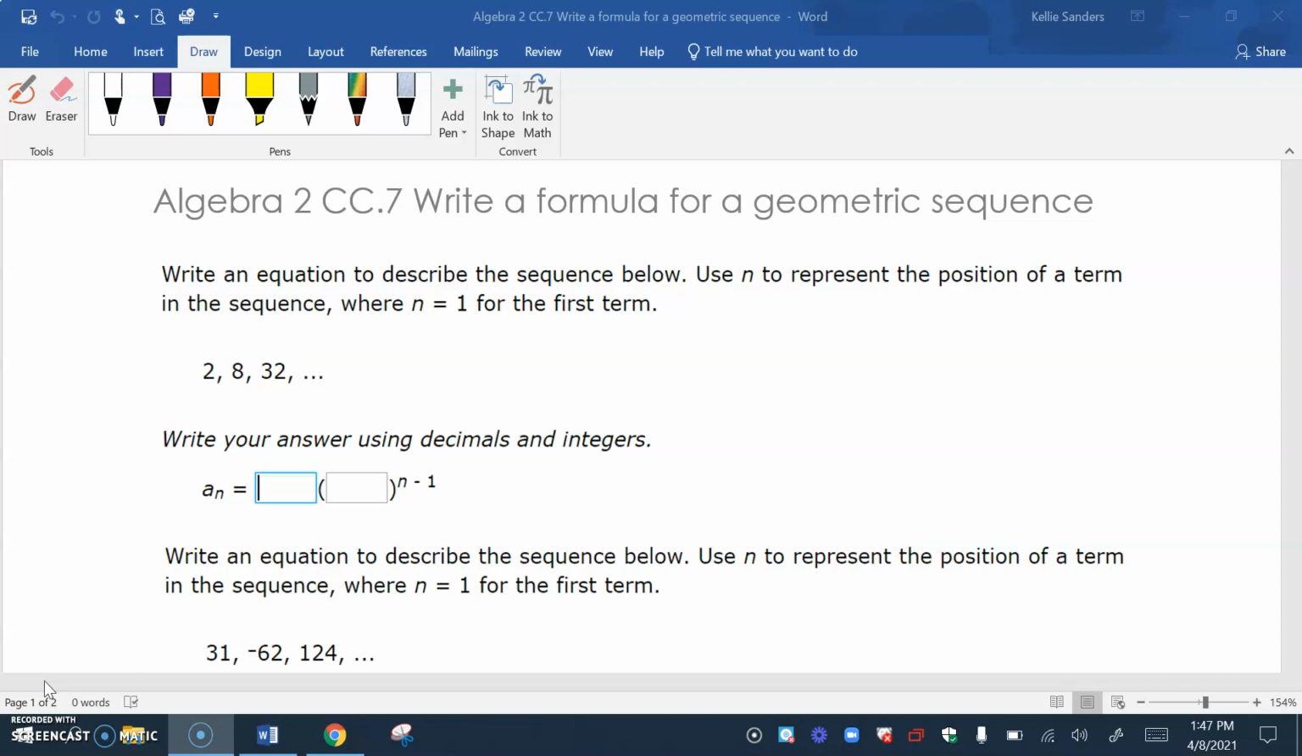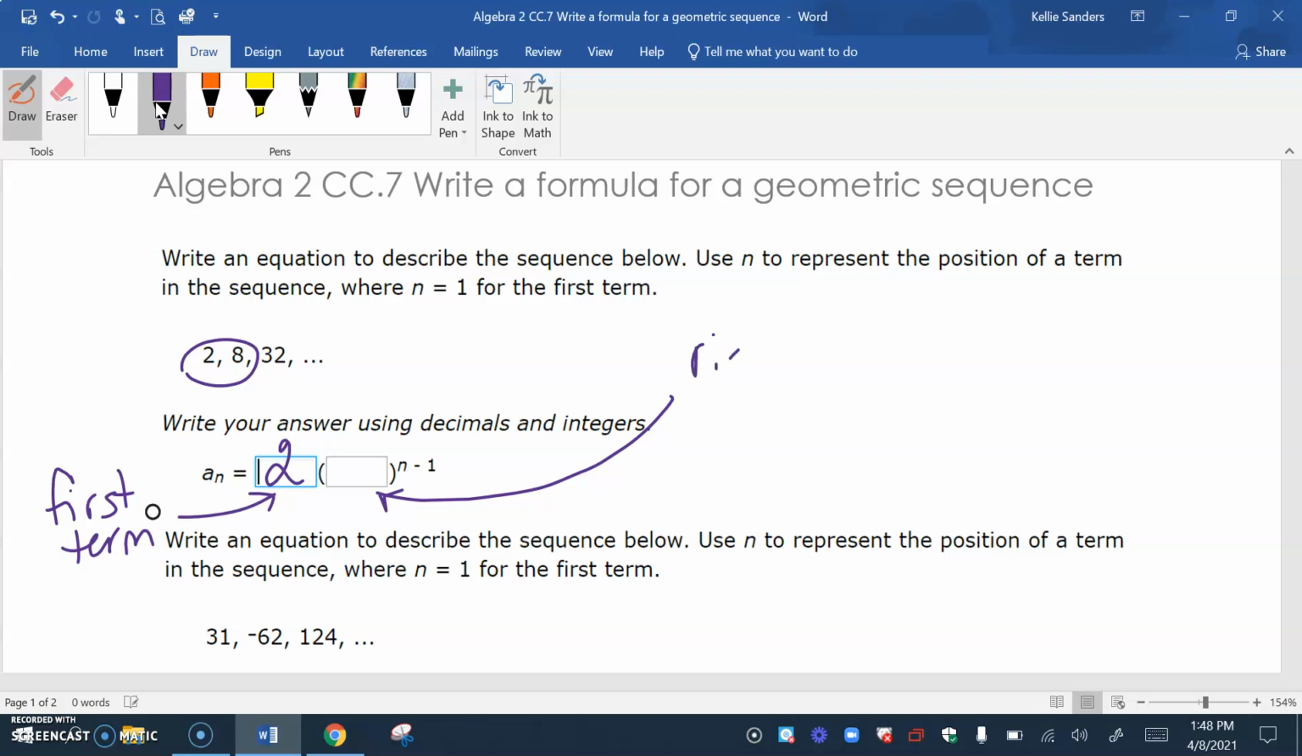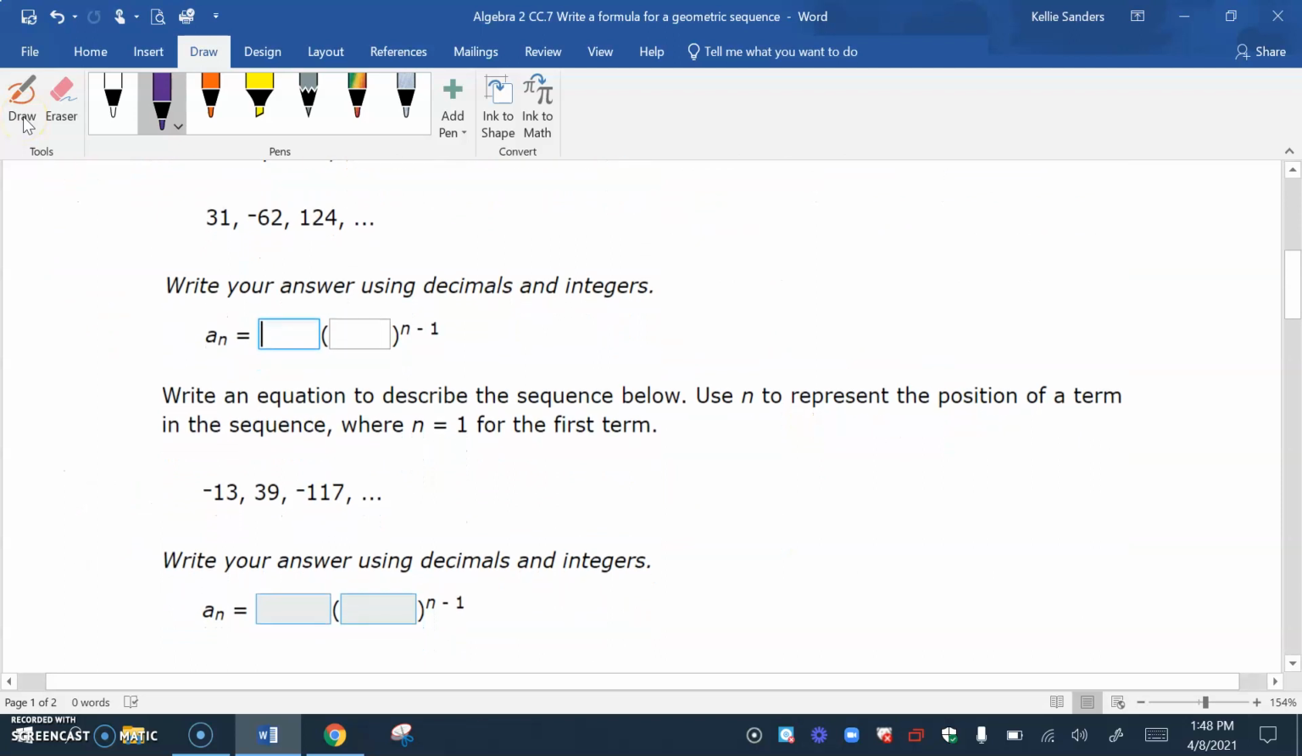So what we're going to do, you're going to have two boxes every single time on this. The first box is going to be whatever your first term is. So in this case, it's going to be 2. On this one, you're going to pick two of the numbers that are next to each other, basically the first and the second one. You're going to put the right one over the left one. So 8 over 2, which is 4. So 4 is going to go there. And that is all you do every single time on these problems.